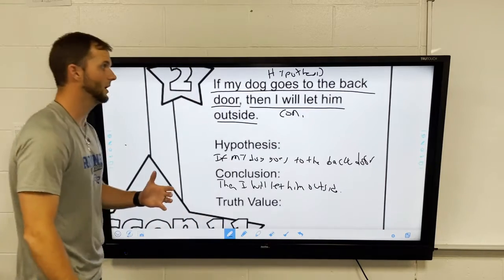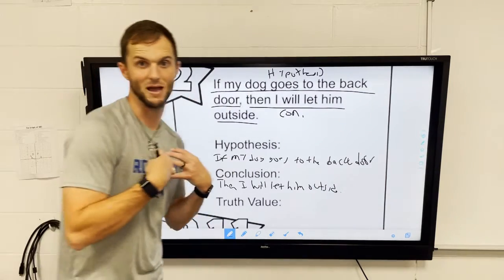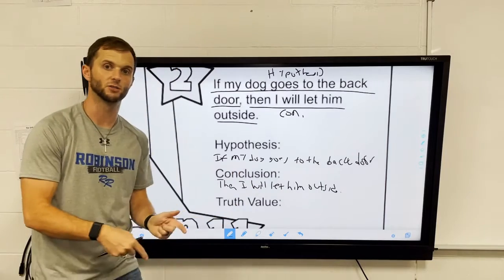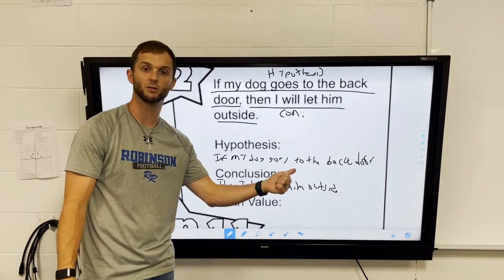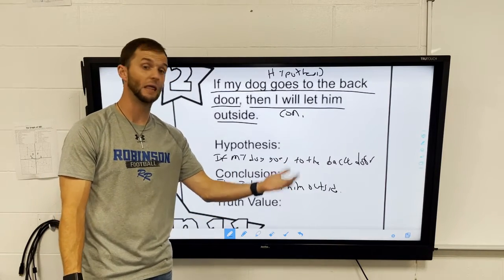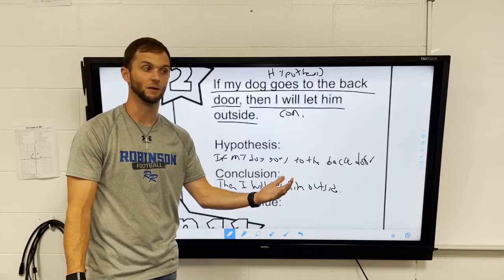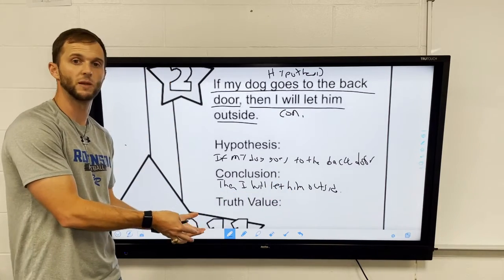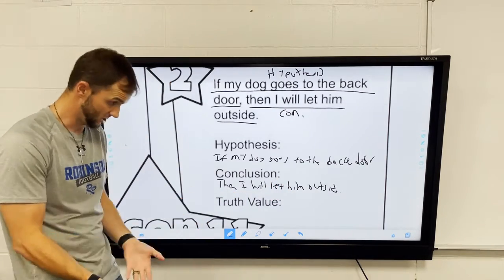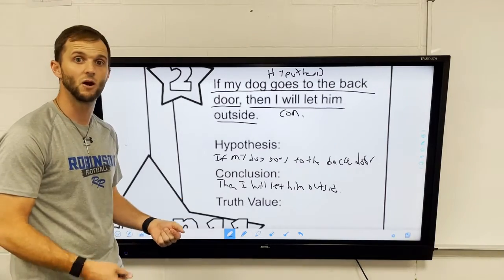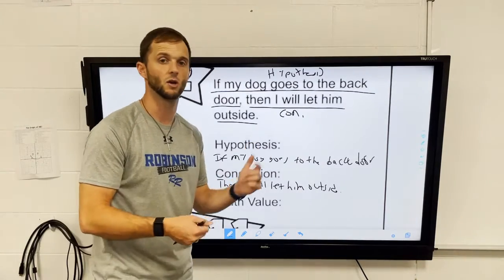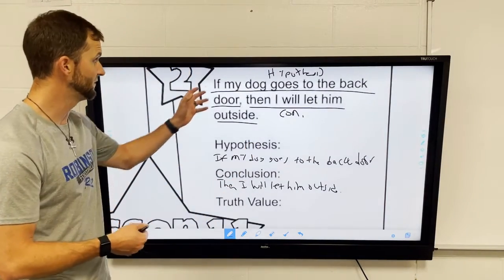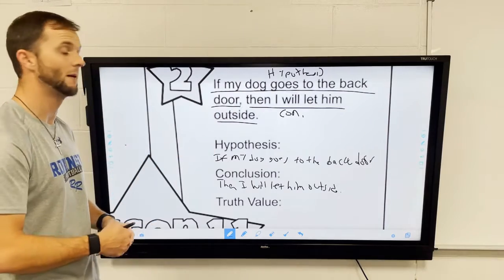So whenever you're talking about my specific dog at my house, it's actually my wife's dog. Whenever that dog goes to the back door, I'm going to go ahead and let him out because it needs to go outside, because I'm not going to take the risk of Tilly pooping or peeing on the carpet. So if she goes to the back door and is sitting by the back door, I'm going to take that as a sign that she needs to go outside. So automatically, if my dog goes to the back door, then I will let her outside.